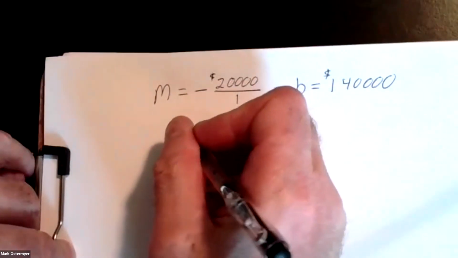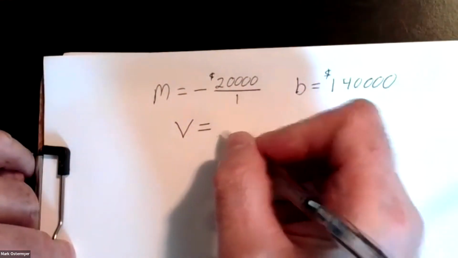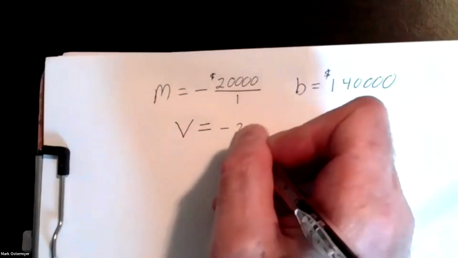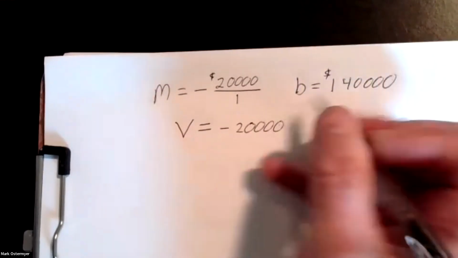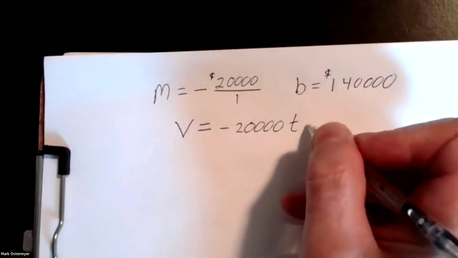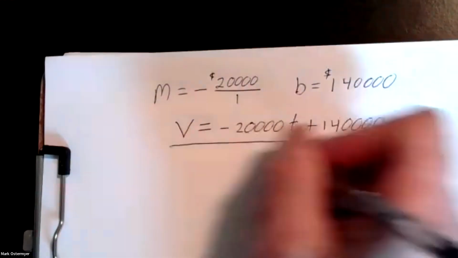So knowing the slope is this, and knowing the y-intercept is 140,000, this is dollars, we can write the equation of this line. So the value of this forklift, V, is equal to mx plus b. The slope is negative 20,000. Now they're not using x for time, they're using t. Plus the y-intercept b is 140,000. You have the equation of that red line, ladies and gentlemen.